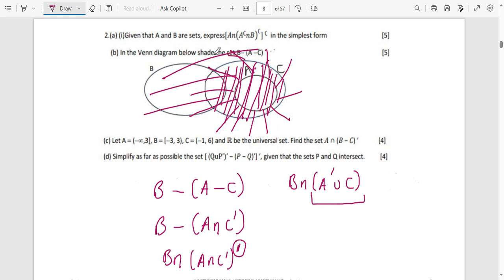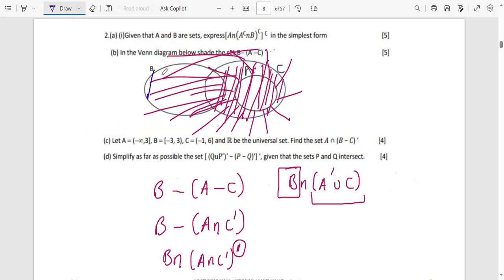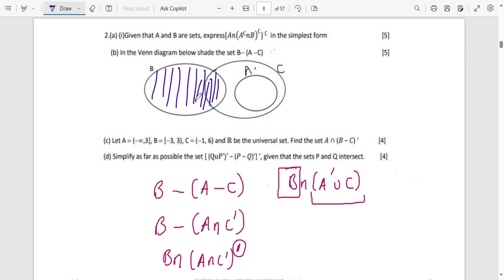Now everything that we have shaded, we want to shade where it meets or intersects with the set B. Only where it intersects with the set B. Where is it intersecting with the set B? Let's shade the set B. So the set B is this one. We want where the red lines are intersecting with the blue lines. So it's just set B. That's the answer, just shading the entire set B. Okay, so this is it.